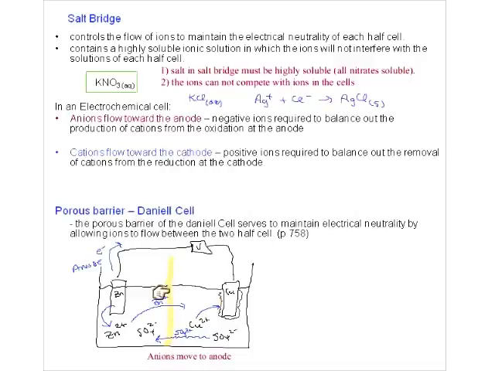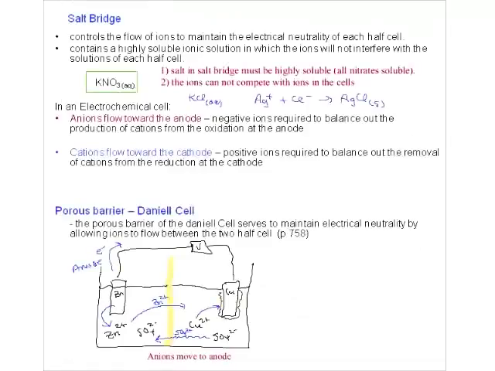If it leaks, then the cell's not going to work, because we have to be able to set up this gradient here. So the ions are pulled through to try and balance out the charge. All right, so again, anions are going to flow to the anode. Cations are going to be pulled to the cathode. Same principle, just a slightly different setup.